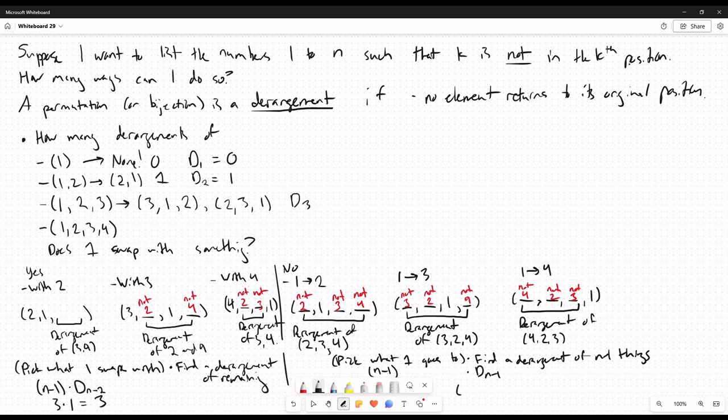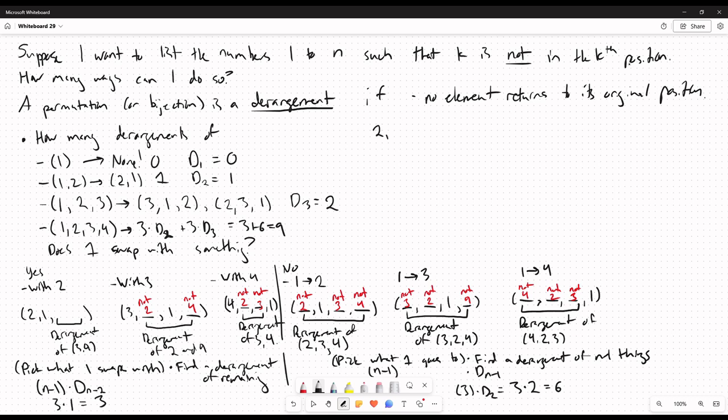In our specific case, n is 4, so this is going to be 3 times D(2), which is 2, so 3 times 2, which is 6. So this should be 3 times D(2) plus 3 times D(3), which is 3 plus 6, which is 9. So there should be 9 derangements, and we can probably write down what they are.